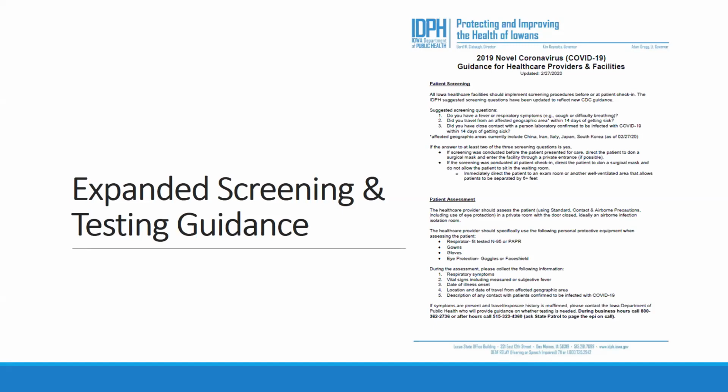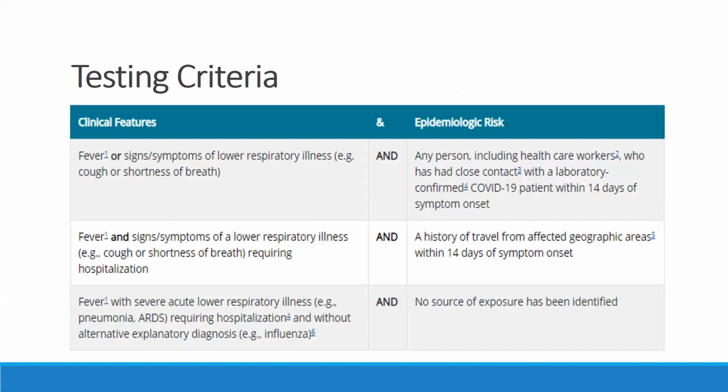Then we'll ask the healthcare provider to go in and do a more thorough assessment. We'll ask them to collect information on vital signs, respiratory symptoms, when they started getting sick, where they traveled, when they traveled, what types of exposures they had while in the country. And if the patient confirms to have consistent symptoms, so fever and respiratory symptoms, if the travel history checks out, then we ask that the healthcare provider call our office and we'll do a consultation on whether testing is needed. So right now, testing can be completed at the state hygienic lab.